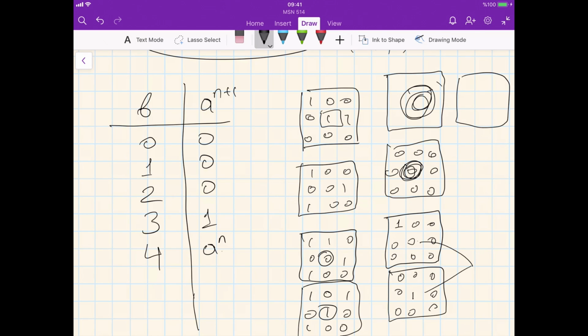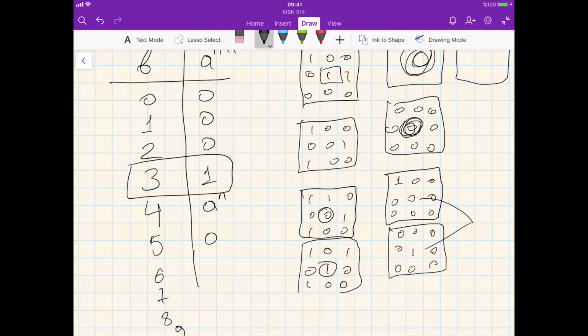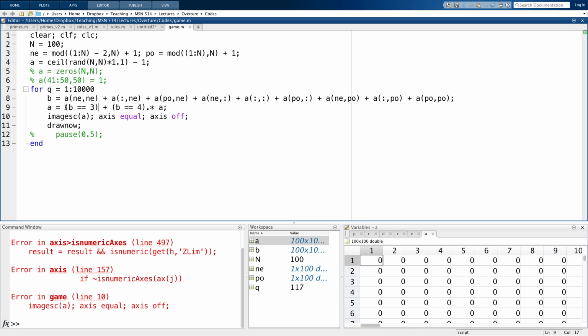What if I do 5 neighbors? Just trust me, it's 0 afterwards, okay? Do you trust me? 6, 7, 8, 9. Doesn't matter, it's 0. So you can see that if B is 3, then it is 1. If B is 4, then it is A. Okay? And that beautiful line of code is doing exactly that.